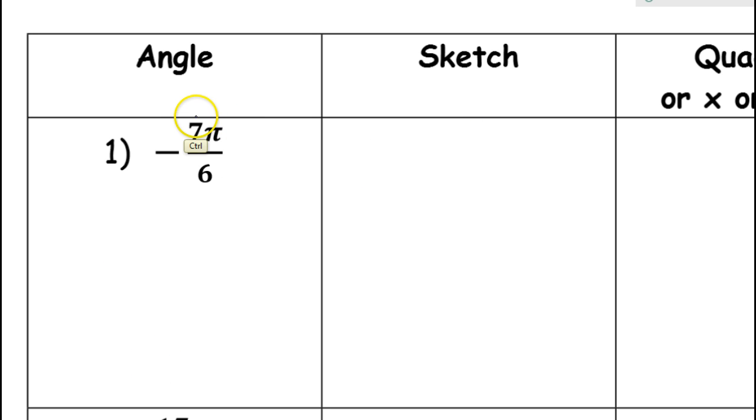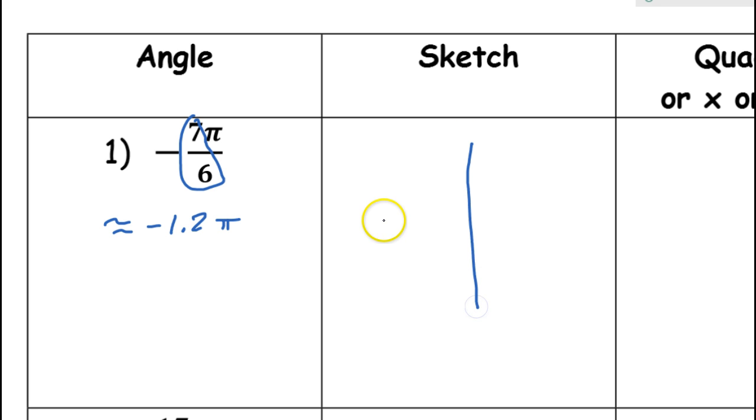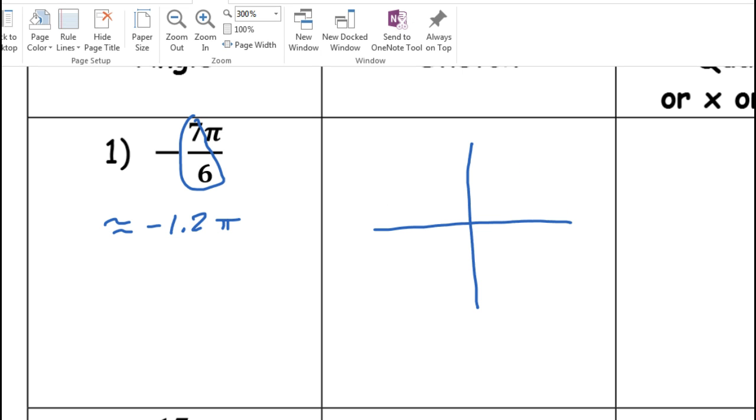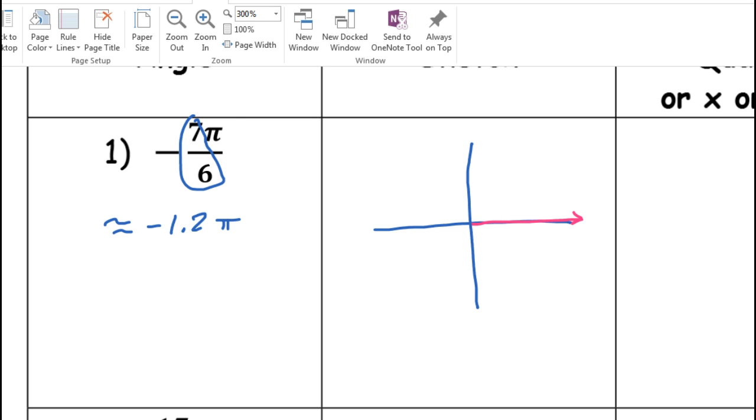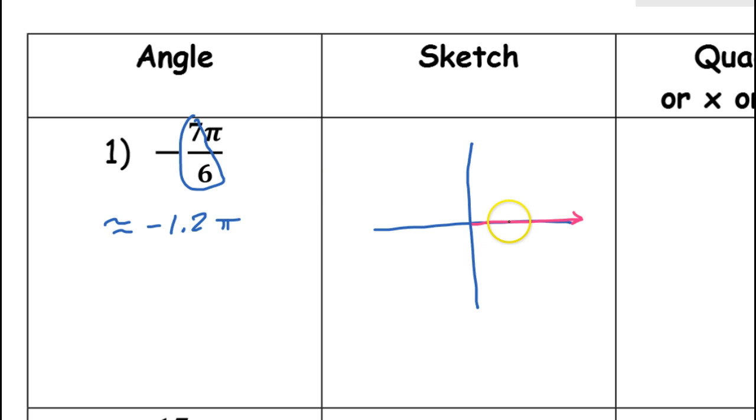Now, if you put 7 divided by 6 in your calculator, you're going to get about 1.2. So this is approximately equal to negative 1.2 pi. That's all the information we need to figure out which quadrant the angle will fall in. So remember that we will always draw the initial side of the angle on the positive x-axis. So there's the initial side. Because this is negative, we are going to rotate clockwise.